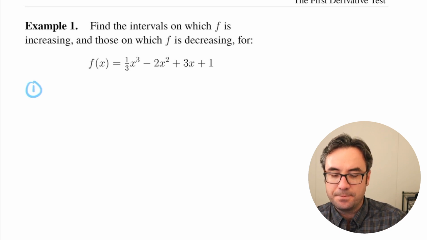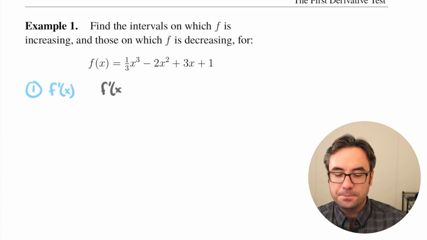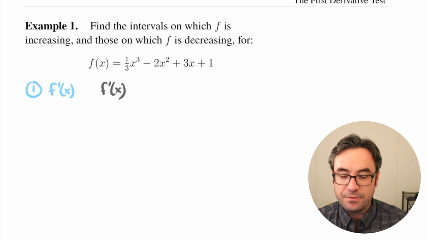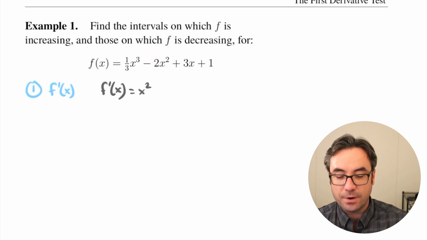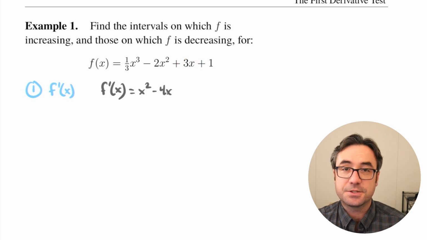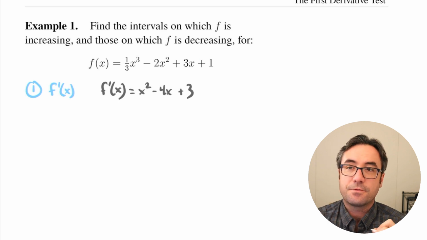So step 1, let's figure out the derivative. We're going to go through and differentiate each term. So we just differentiate term by term. Derivative of the first term is going to be x squared. Derivative of the second term is going to be 4x, and then we're subtracting. And then the last term is plus 3. So we're going to add 3 for our derivative.